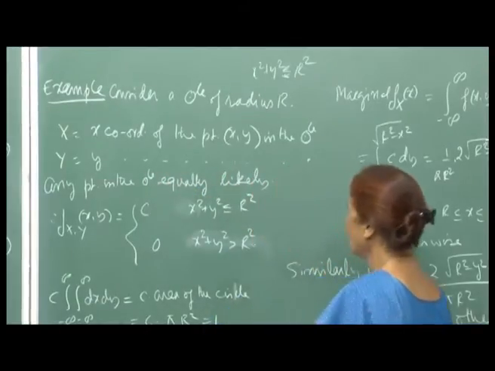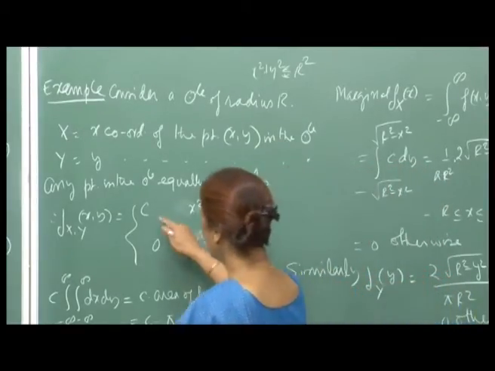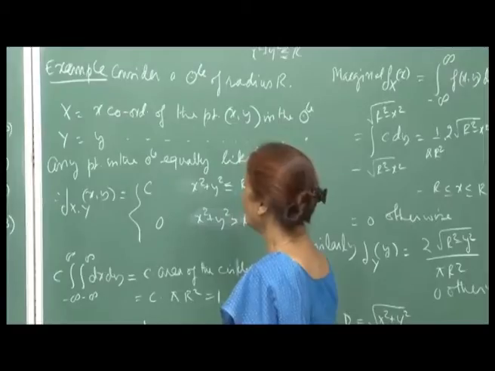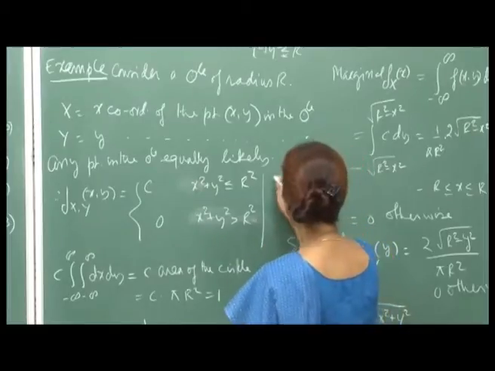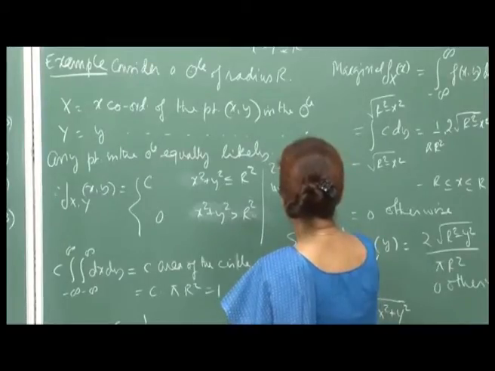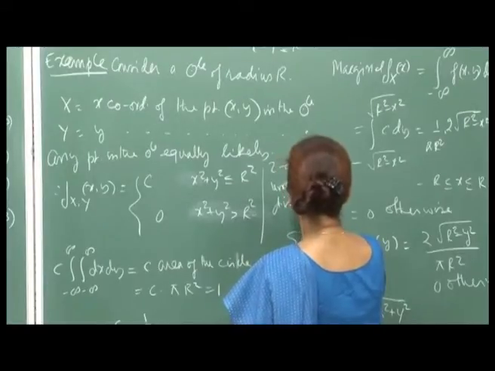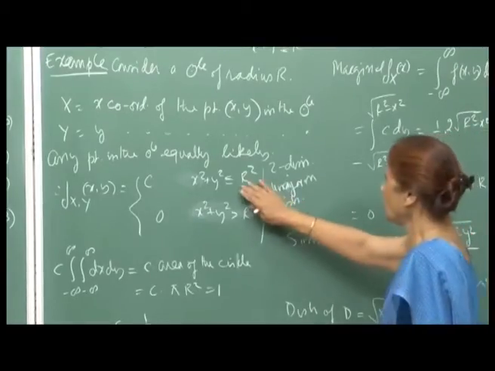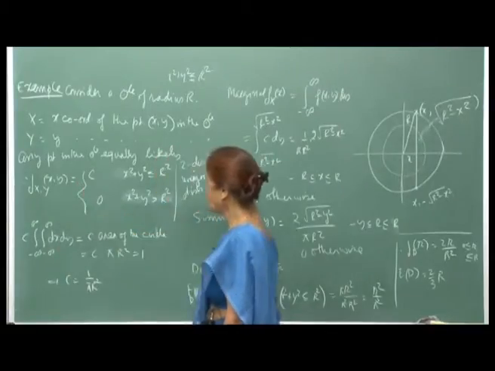Now both X and Y are random variables, and since any point in the circle is equally likely, the joint PDF of X comma Y will be a constant inside the circle and 0 outside. This is an example of a two dimensional, two variable uniform distribution, because any point in the region inside and on the circle is equally likely.